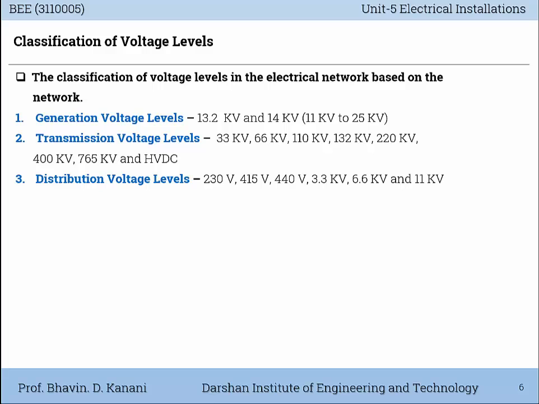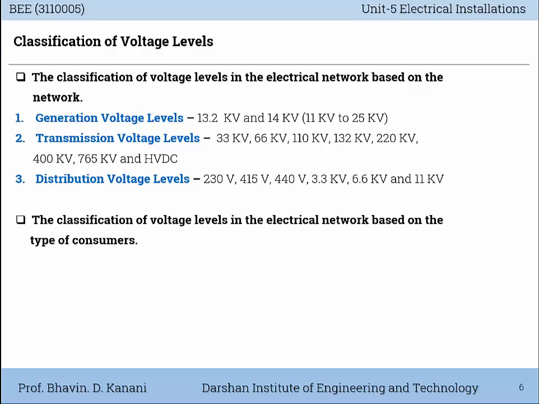Then from substation to consumer end, voltage is distributed at different voltage levels: 230 volt, 415 volt, 440 volt, 3.3 kV, 6.6 kV and 11 kV. Again, the classification of voltage levels in the electrical network based on the type of consumers. The first type of consumer category is residential category. In that, voltage levels are normally 230 volt and 415 volt.